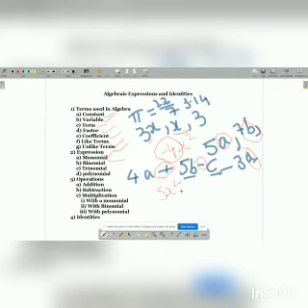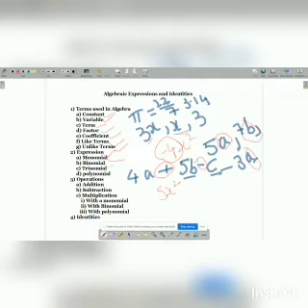Why? Because the expression has only one term. So you can say that all such terms are called monomials. 5x square is a monomial. It means an expression consisting of only one term is called a monomial.